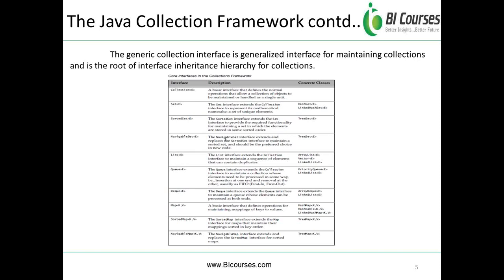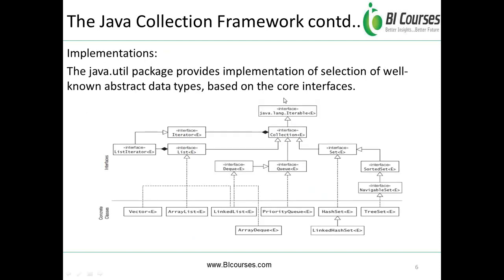Map is a key-value pair, a basic interface that defines operations for maintaining a mapping of keys to values. SortedMap is in sorted order. NavigableMap extends the SortedMap interface for sorted maps. Collection is also an Iterable, and we have ListIterator and the Deque interface.